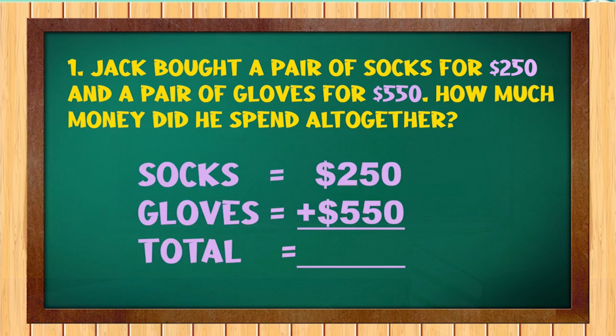So let's see. Did you set down your problem the way it is on the screen? Now let's do the addition to see if you're correct. We have 0 plus 0 will give us 0. 5 plus 5 will give us 10. But we will take the 0 and put that in our tens column. Now we will add 2 plus 5 will give us 7, and the 1 that is left from the 10, we put that with the 7, we get 8. So our answer is $800. Jack spent $800 altogether. Are you following? Did you get $800?